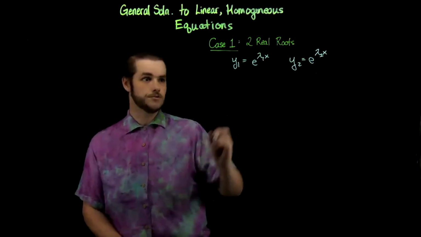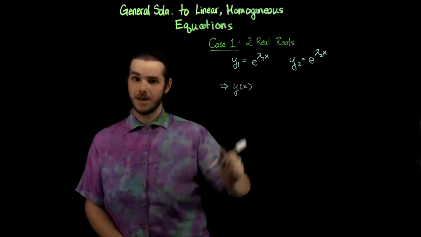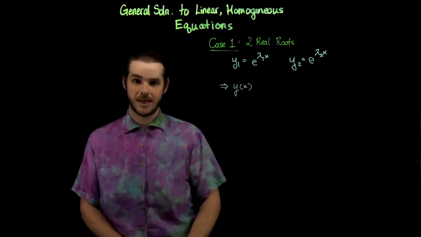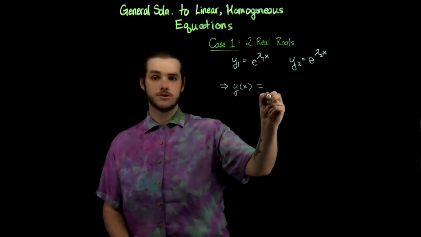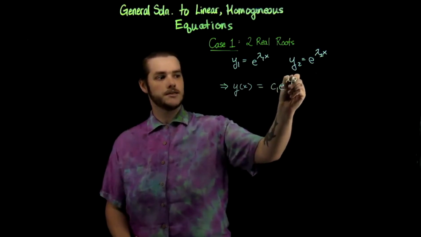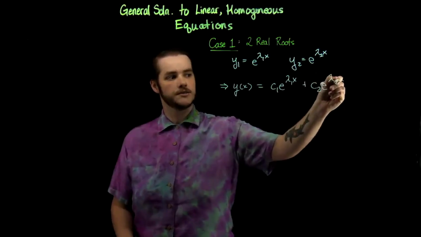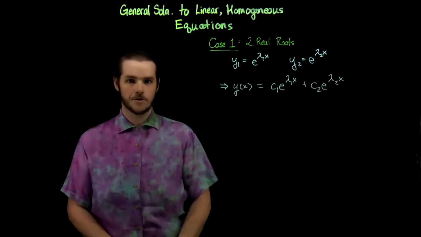And our general solution must be a linear combination of this fundamental set of functions. In other words, the general solution is c1 e to the lambda 1 x plus c2 e to the lambda 2 x. Let's go to the next case.